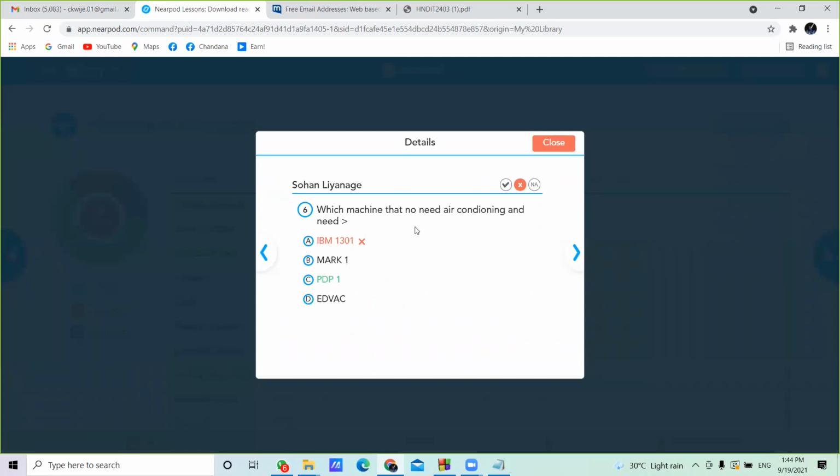Which machine needs no air conditioning? Which one?